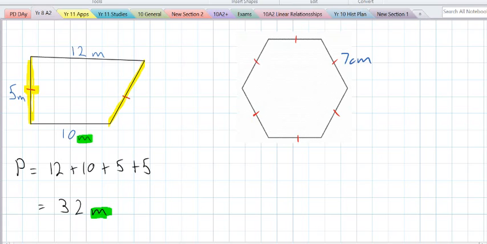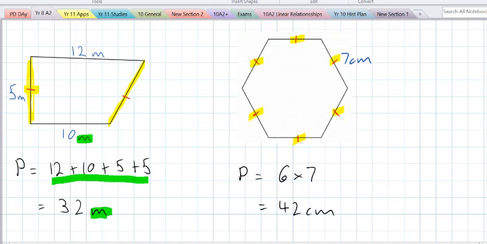Alright? Now, if you don't like writing out this entire length of sum, like this, you can take a shortcut. So, for example, take the right-hand shape. That is our hexagon. So our hexagon, if we have P is equal to, we could do 7 plus 7 plus 7 plus 7 plus 7 plus 7. Or we could write P is equal to 6 times 7, because there are 6 lots of 7. 42 centimeters.